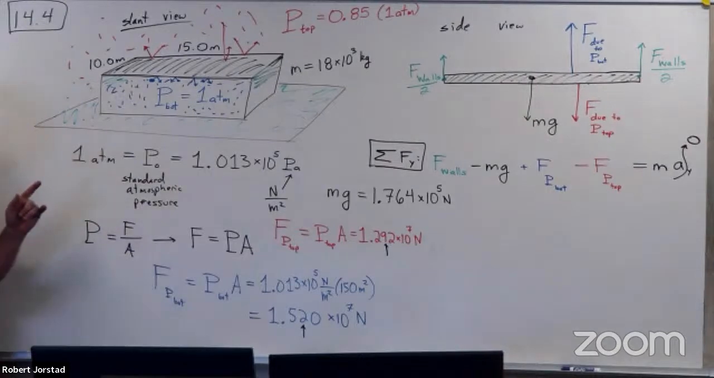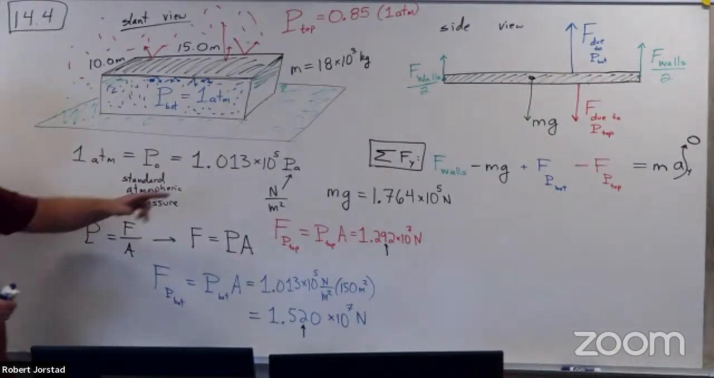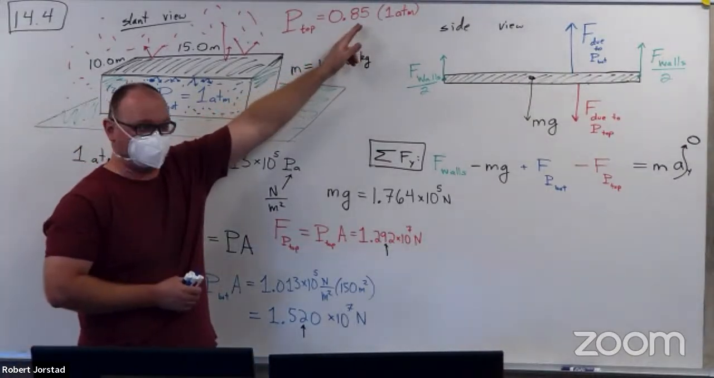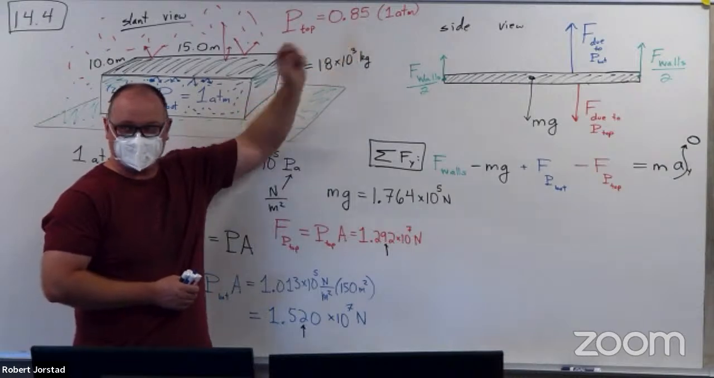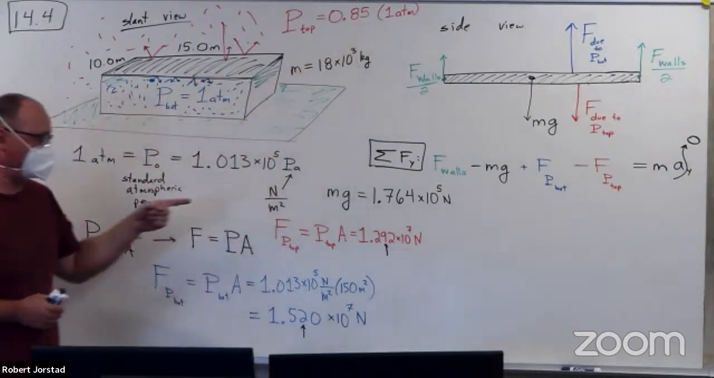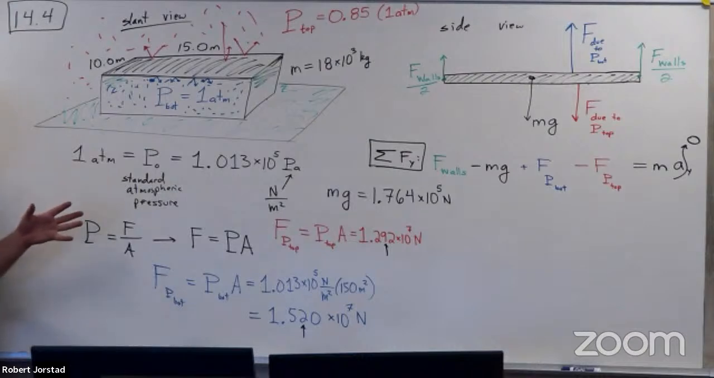Think about that. During inclement weather, if the pressure really does drop by 15%, the forces associated with the weight of the roof are negligible.